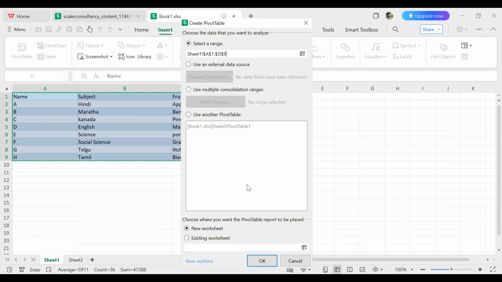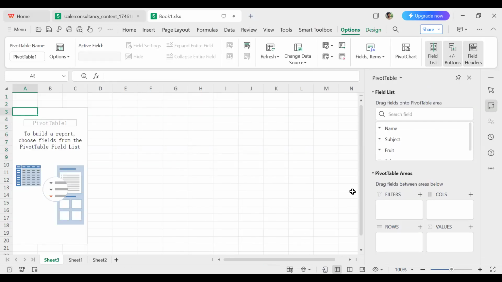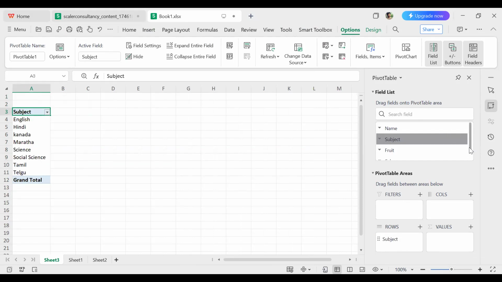Okay, so now you can see it has already selected a range. Okay, and we are going with a new worksheet. So we have come up with the new worksheet and we can see on the right side the different column names. Okay. And we can put the subject into the row and the sales part into the value.